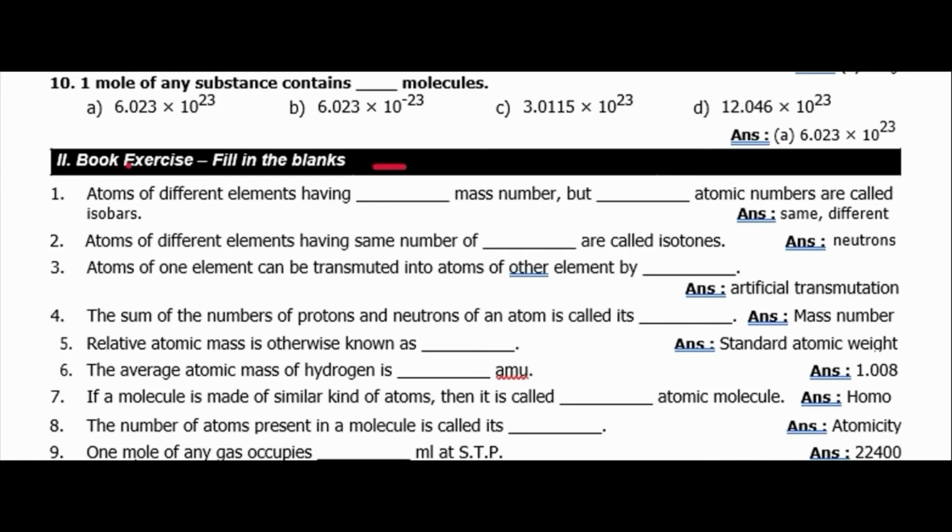Ninth one. 1 mole of any gas occupies dash ml at STP. 22400. Next, 10th one. Phosphorus is dash, the answer is P4.